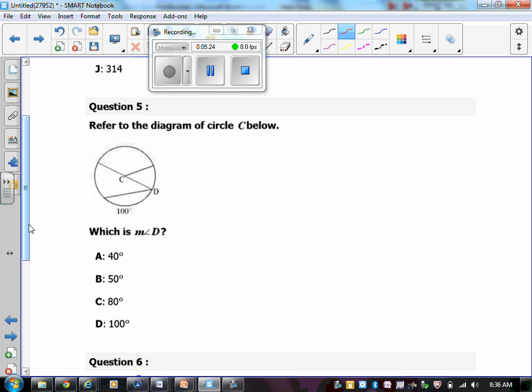It says, refer to the diagram of a circle C below. What is the measure of D? So again, since it's naming the circle C, you know that's the center, which makes this the diameter of the circle. So from here to here, I know it's 100, and I want to know what is left here.